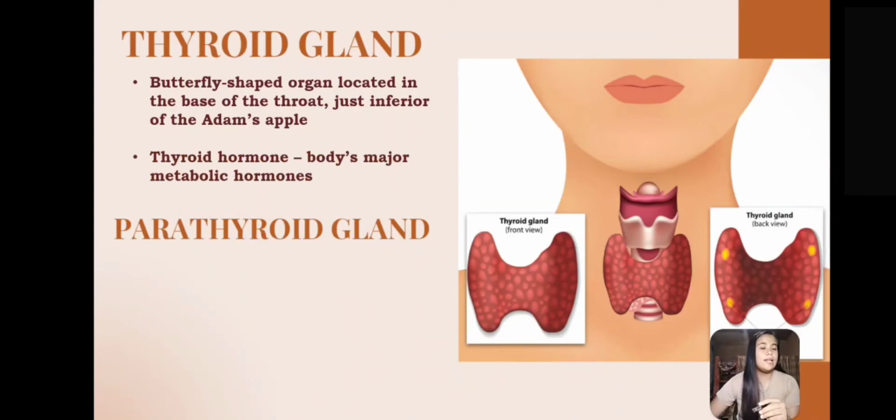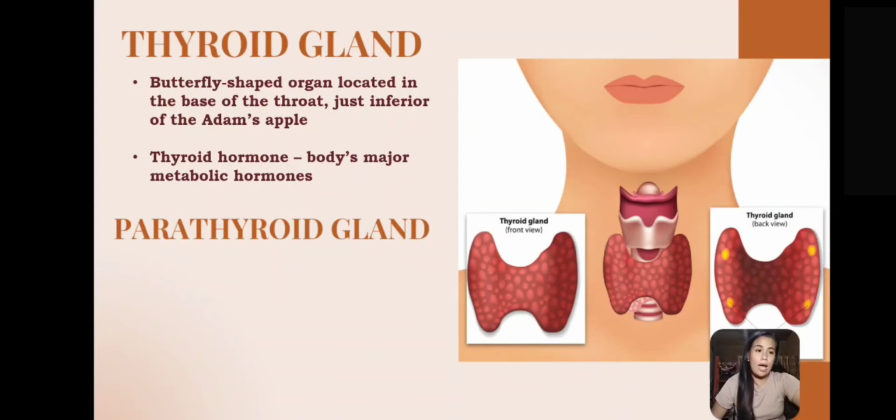Our thyroid gland releases thyroid hormones. So thyroid hormones are considered to be the body's major metabolic hormones. So what is metabolic, or what is metabolism? Metabolism is the regulating of how fast the body uses calories from the food you ate. So that is metabolism.